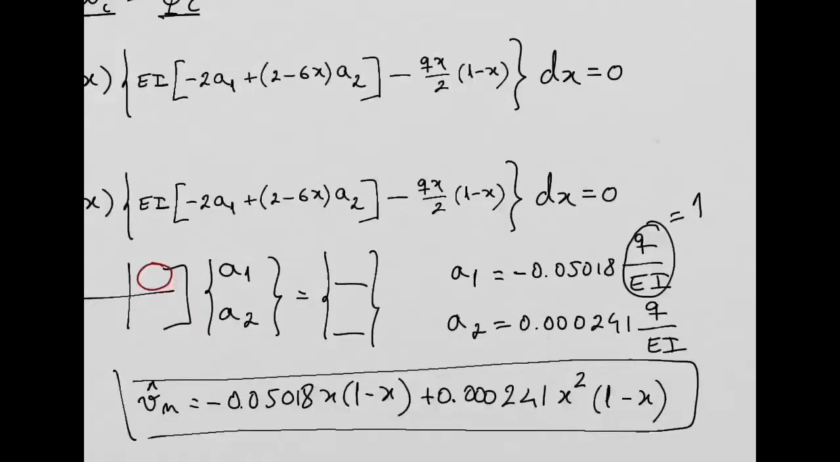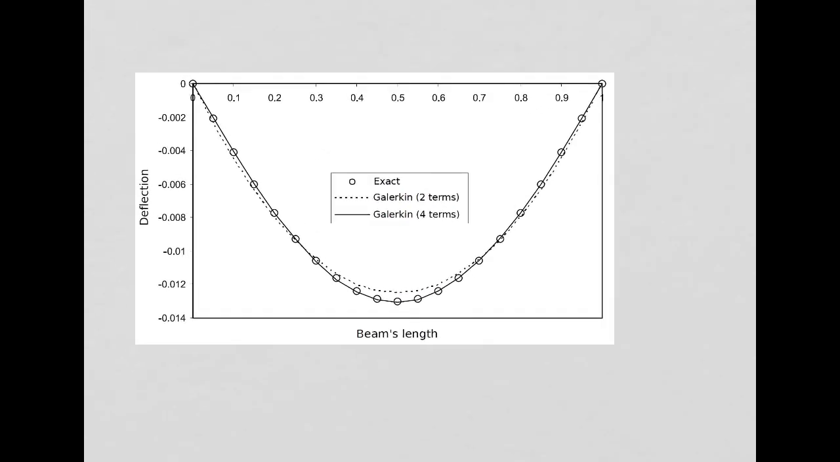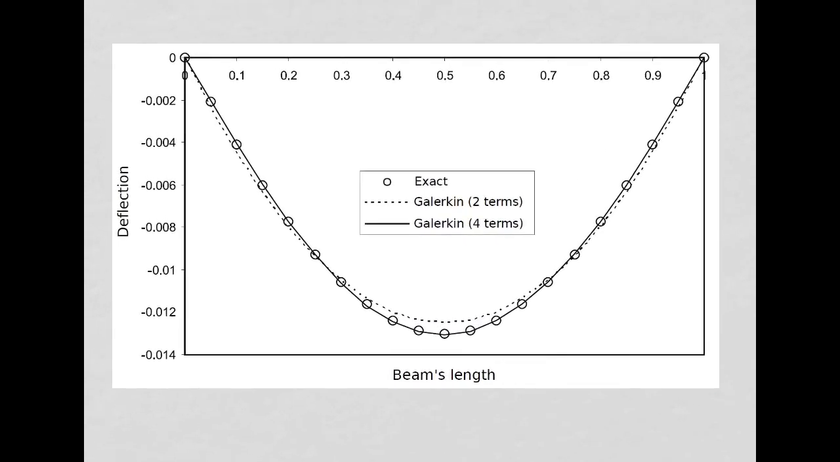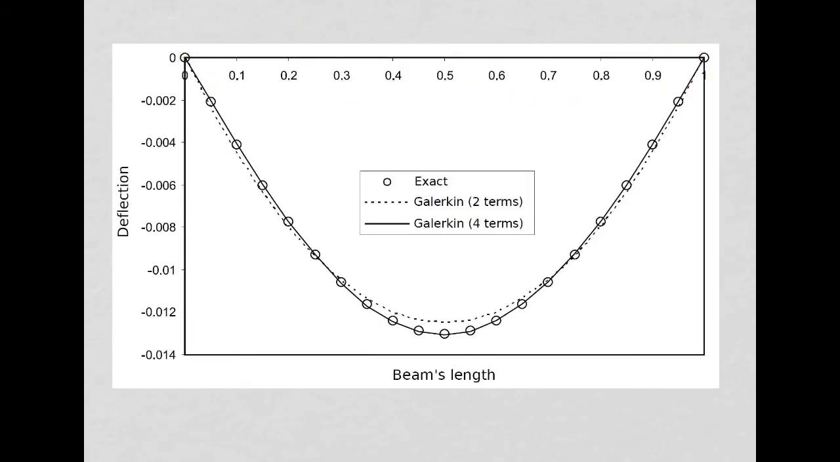And I did plot this for you, comparing the analytical solution or the exact solution with what you see in this plot, which is the deflection of the beam. So in this axis here, you have the longitudinal coordinate x from 0 to 1. In the vertical axis, you get the deflection of the beam. The dots are the analytical solution or the exact solution. The dashed line is when you use Galerkin method with only two terms, which was what we did.